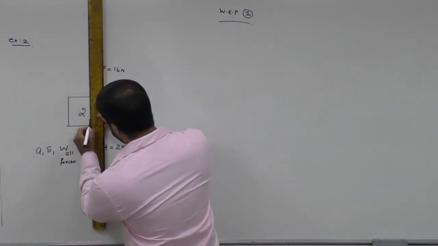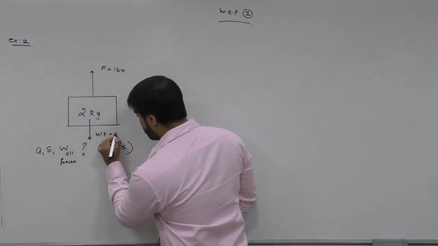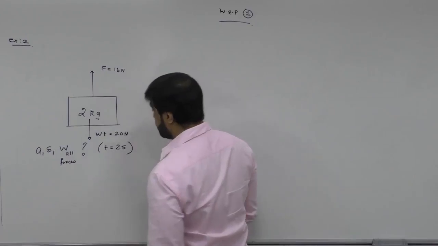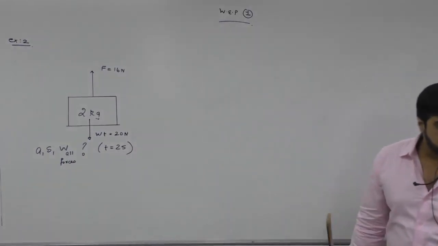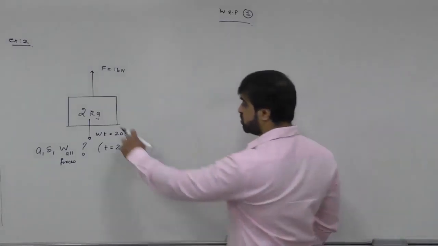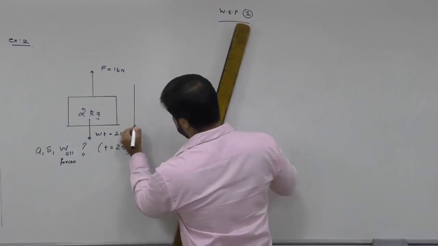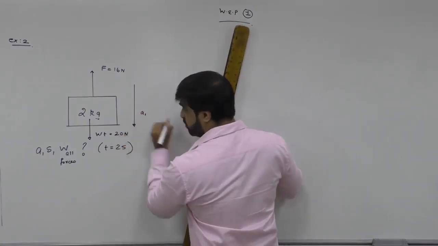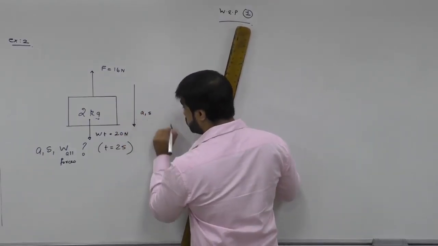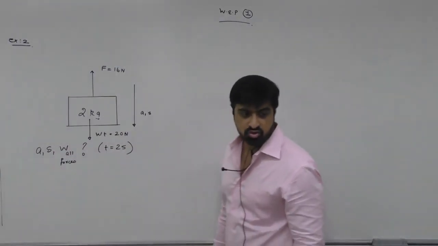Can anyone tell me how much will be the weight? So weight over here is 20 Newton. Can anyone tell me where will the block accelerate? Down, because the net force is downwards. 20 is bigger than 16, so the block will accelerate down. The displacement will also be down, right or not? Since it is accelerating downward, the displacement will also be downwards.